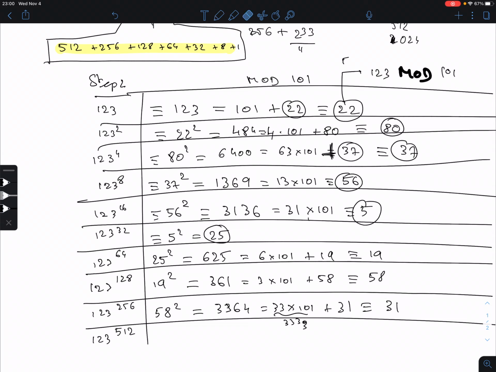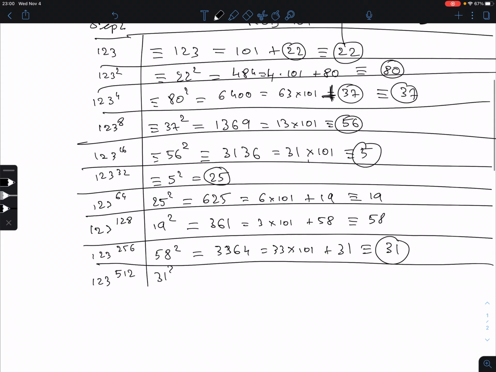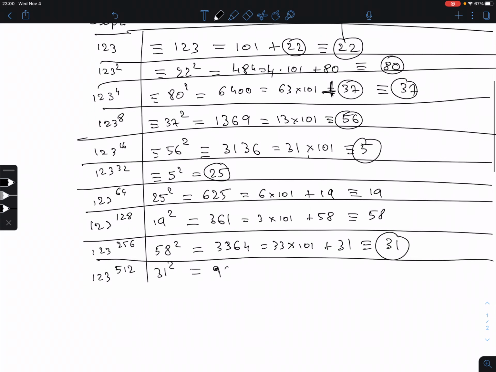Let's get rid of this intermediate calculation here. And then finally, now I have to take this number and square it. So 31 squared. 31 squared is 961. And what is that? Well, that is 9 times 101, that is 909. And then what is missing is 52. So this is equivalent to 52.